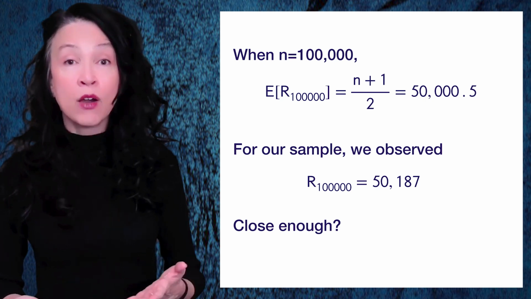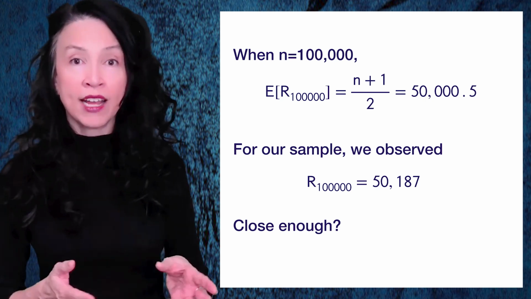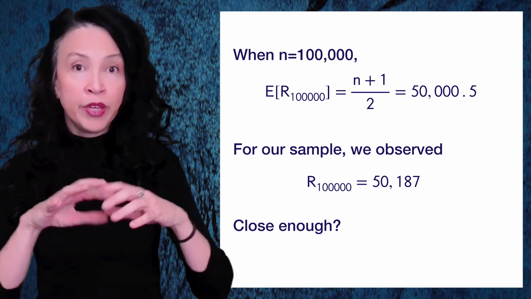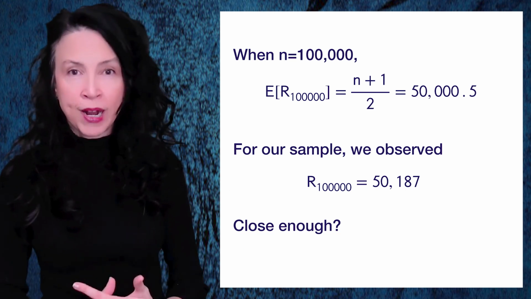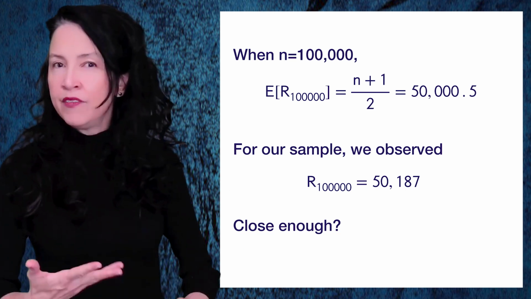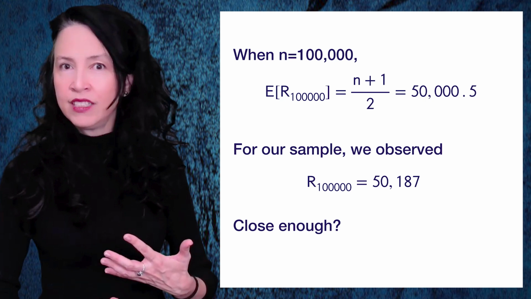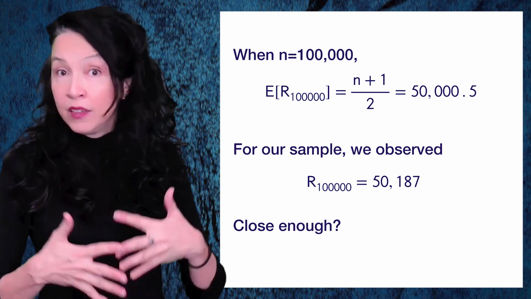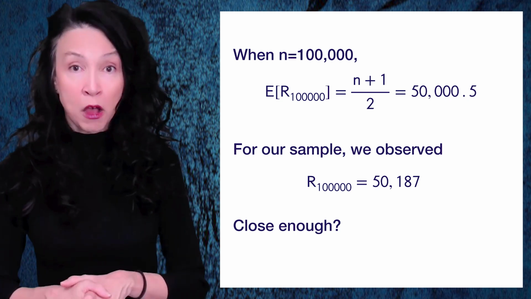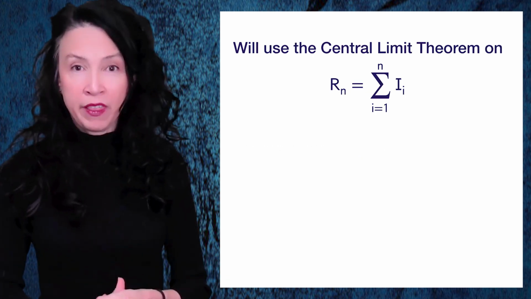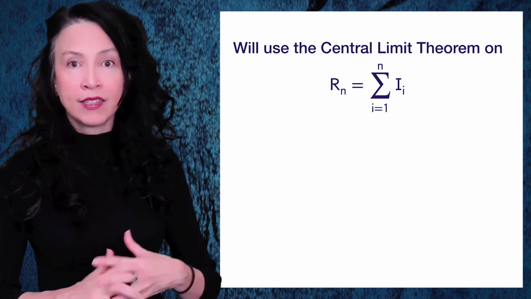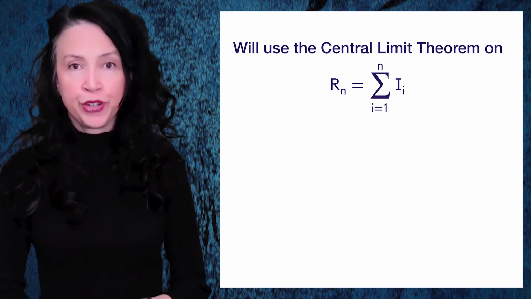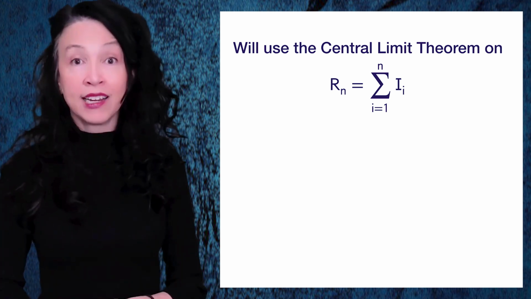To figure that out, we want to look at the distribution of Rn. On average, we know what it should be, but how variable is it around that value? Is 50,187 significantly larger than 50,000.5? Because our Rn is a sum, we can again use the central limit theorem on this problem as an approximation to the distribution for R. So we're going to use normality here.